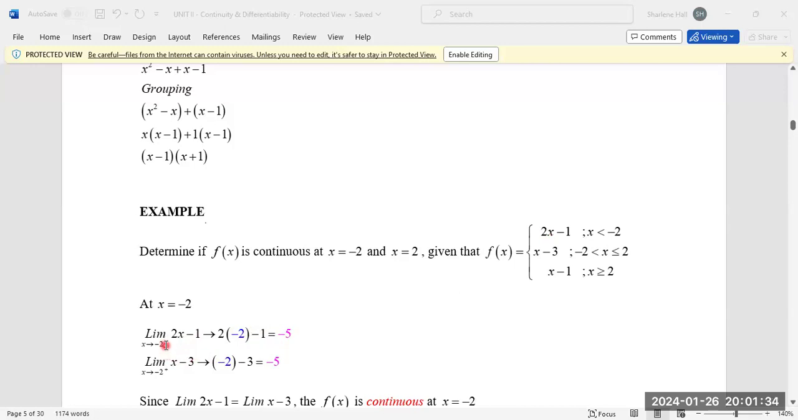Then now, since I investigated to the left, I must also now investigate to the right. So I'm looking to the right of negative 2. To the right of negative 2, I can't use this function because this function already said to the left. Can I use this function down here, the x minus 1?